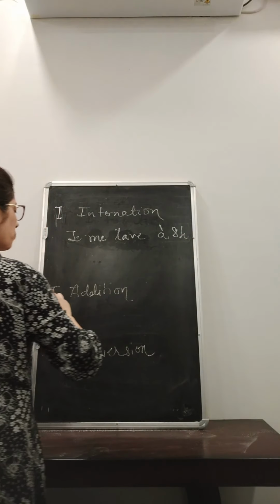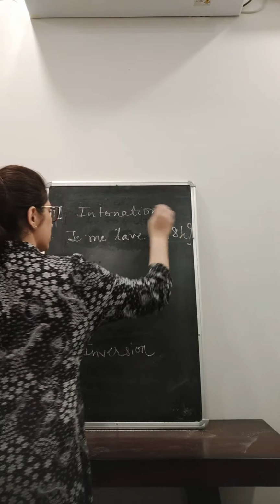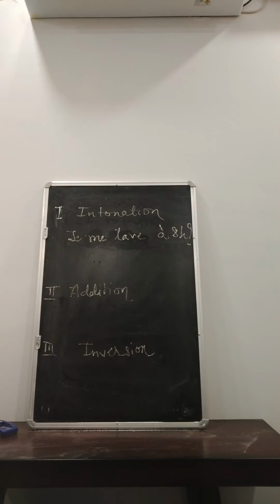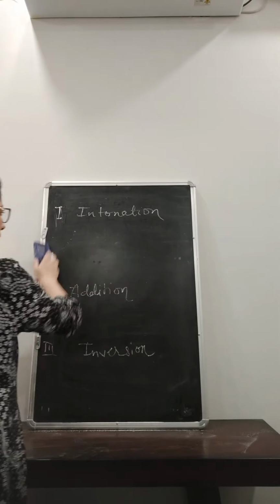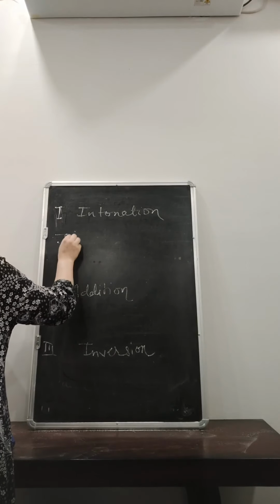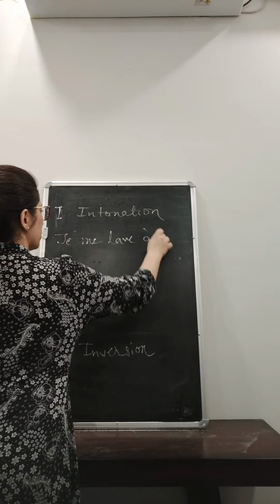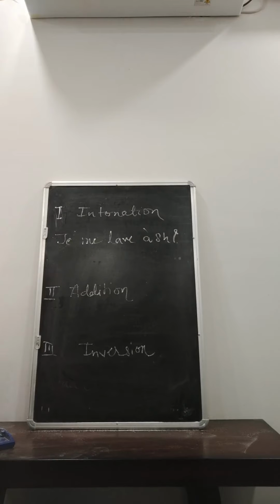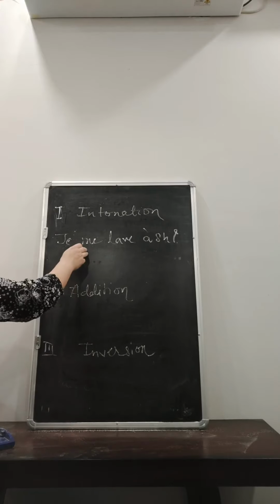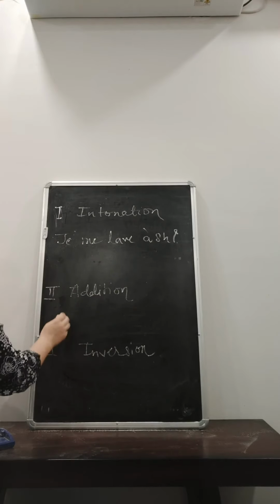Then how are we going to make it a question? We just have to write a question mark at the end and that will become a question. So in intonation, write the sentence and put a question mark at the end and your question is ready. Je me lave à 8 heures? I take bath at 8 o'clock. Right?